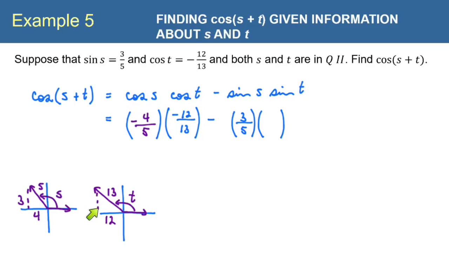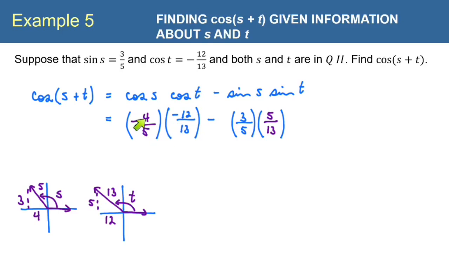Now to find the vertical side, we need to subtract the squares. 13 squared is 169. 12 squared is 144. 169 minus 144 is 25. So the length of the vertical side is the square root of 25, which is 5. Okay, now the sine of angle T is going to be positive because sine values are positive in quadrant 2, and it's going to be y over r. So it's going to be 5 over 13. Okay, now we have all our ingredients plugged in, and all that's left is to evaluate.